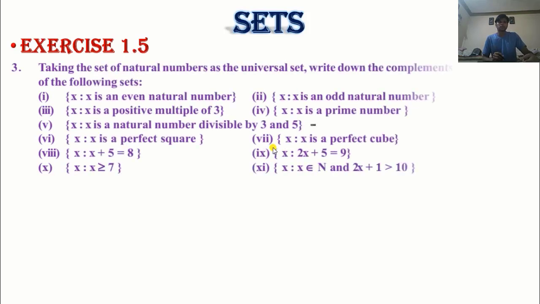Now the next one. Here you can see, taking the set of natural numbers as the universal set. It means the universal set is given as N.